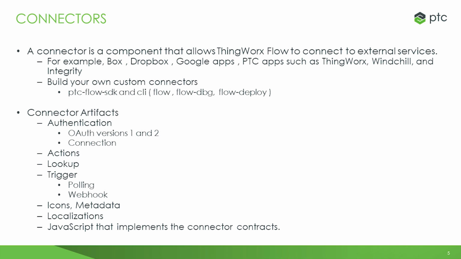Connectors have various artifacts. Every connector or every application that we connect to needs some sort of authentication. Orchestration supports OAuth, and for systems that do not support OAuth, connections can be used. We will look at actions, lookups, triggers, etc. in detail. But in addition to these artifacts, there are some miscellaneous artifacts that are contained in the connector, and these are icons and localization and metadata that describes each of these artifacts.